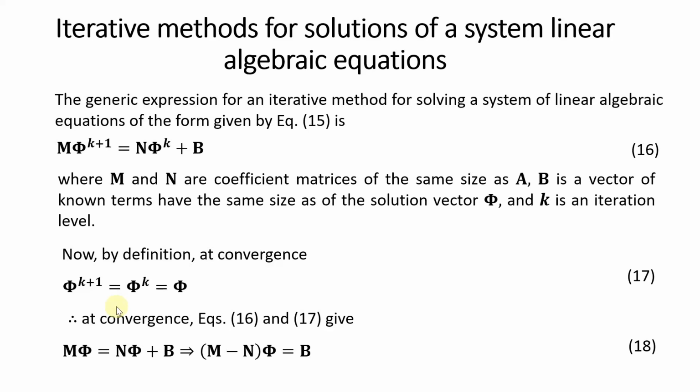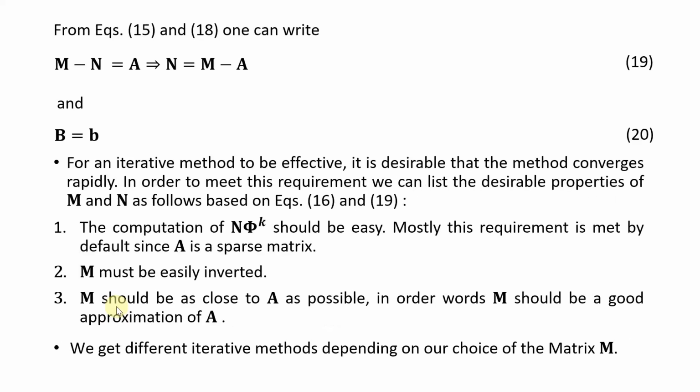vector phi is equal to vector b. When we compare equation 18 with equation 15, we find that the difference of the matrices M and N is equal to the coefficient matrix A, and then we can write matrix N as the difference between matrix M and matrix A, and the vector capital B is equal to the vector small b. Small b is already known, and matrix A is already known because we know our system of linear algebraic equations, but we don't know its solution at this moment. Now, depending on how we choose matrix M or matrix N, we get different iterative methods. The question comes, how should we choose our matrices M and N?